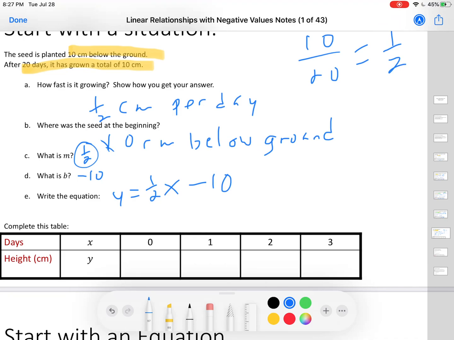Right, height. At 0, it's negative 10. It's growing 1/2 centimeter every day, so negative 9.5. Negative 9. Negative 8.5. See, it's going up, less negative. It's still below ground after 3 days, but it's only 8.5 centimeters below the ground instead of 10 below. Or 3 times 1/2 is 1.5. 10 take away 1.5 is 8.5, etc., etc.